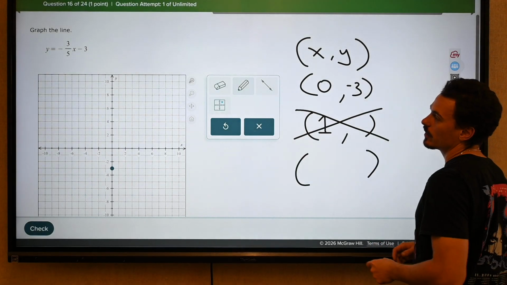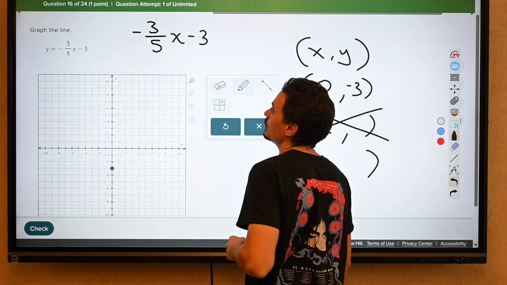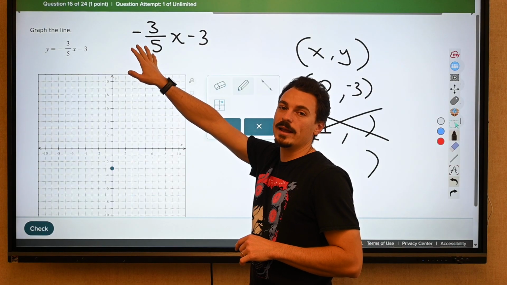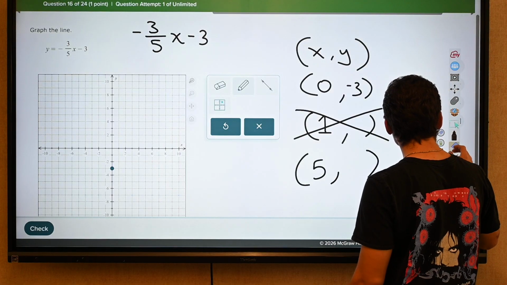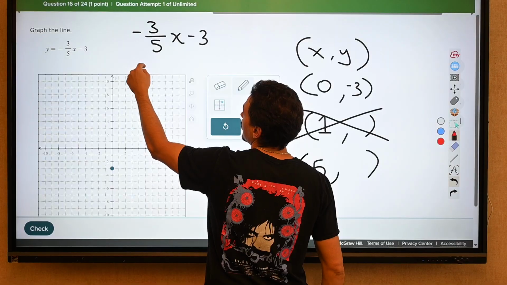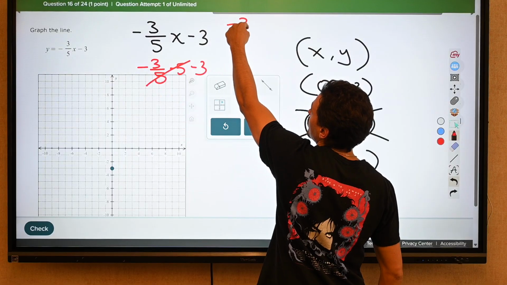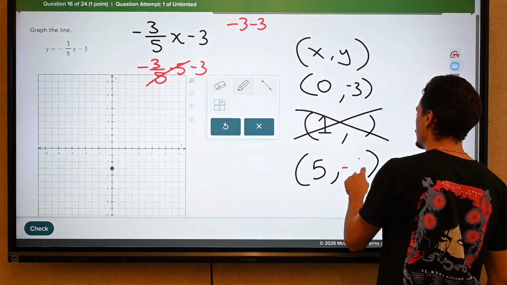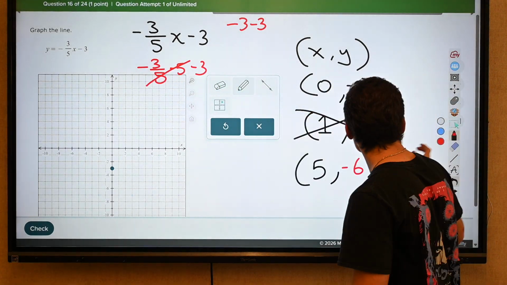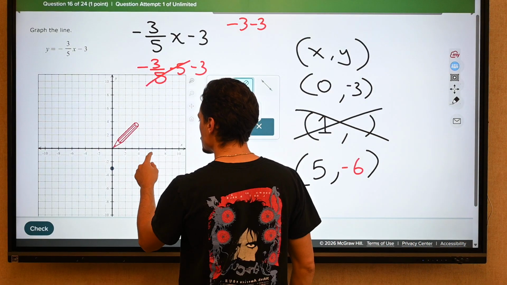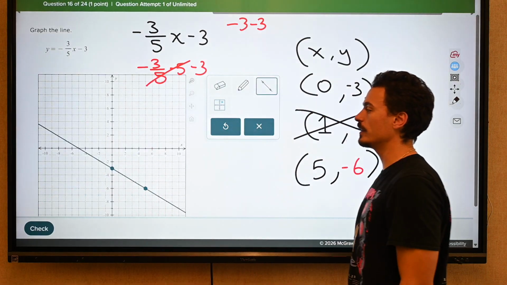The reason is because in our equation we have a fraction. We have negative 3 over 5x minus 3. If I choose a 1, that's not going to help me get a good number for my answer for y. So I'm going to choose 5. If x was 5, I'd get negative 3 over 5 times 5 minus 3. These cancel, and I get negative 3 minus 3, which is negative 6. So instead of 1 comma negative 6, we get 5 comma negative 6 because of the fraction. There's that line.